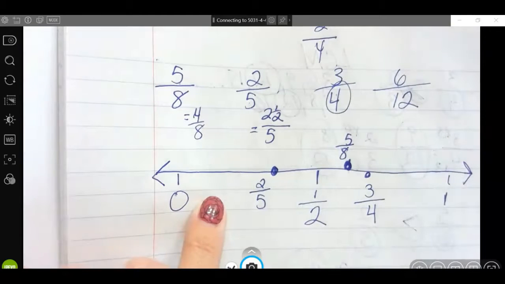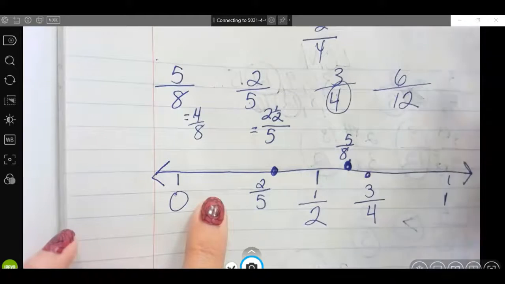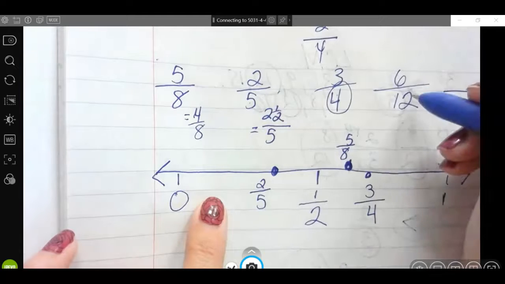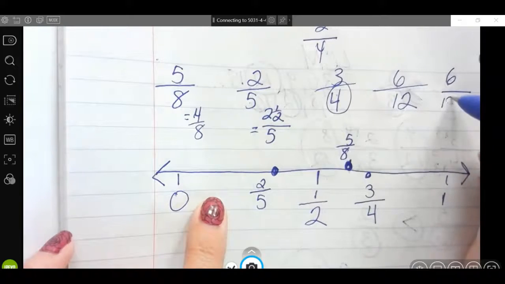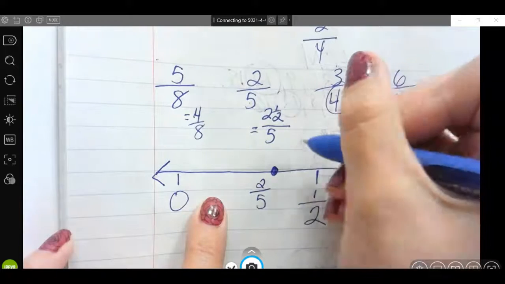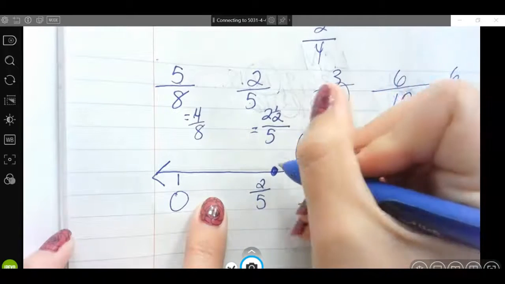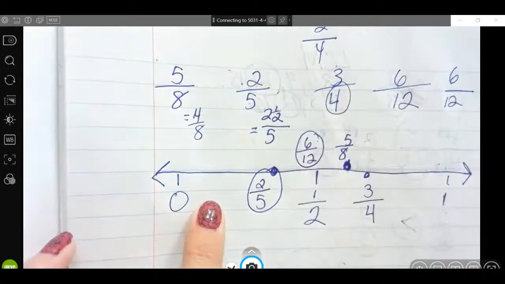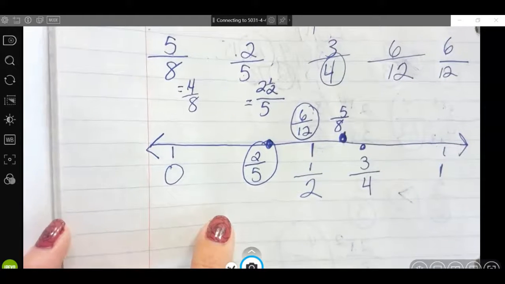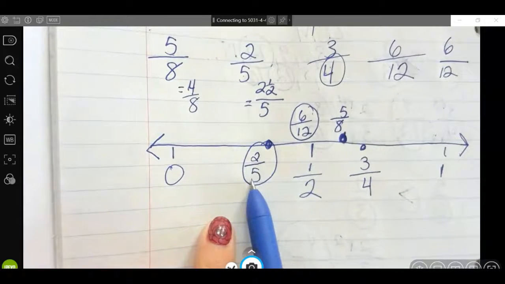6/12. Greater than or less than 1/2? Bailey? Greater. No, hold on, like equal. Equal to 1/2. How do you know that, Jackson? Because half of 12 is 6. So 6/12 is going to be right here on the number line. Okay. So we have 2/5, that's the least.